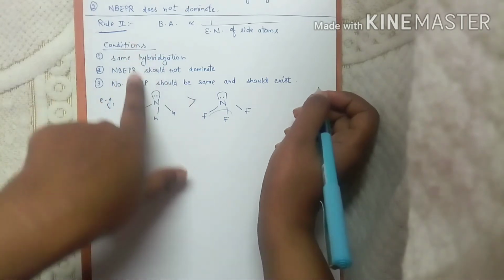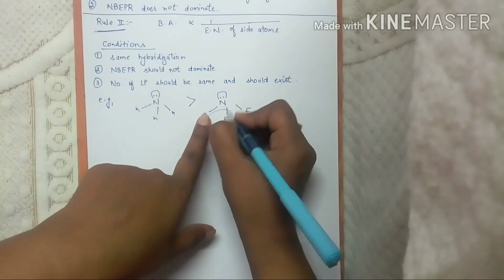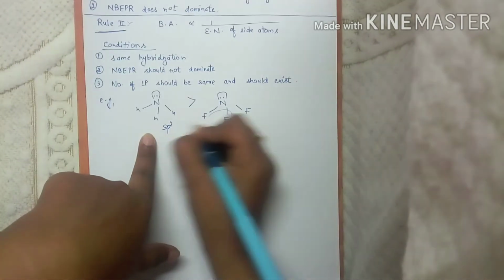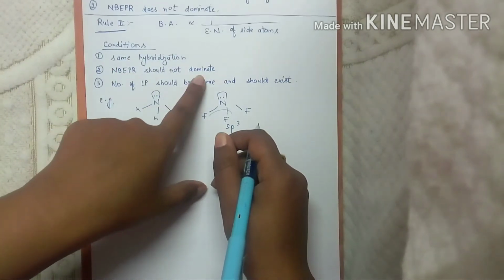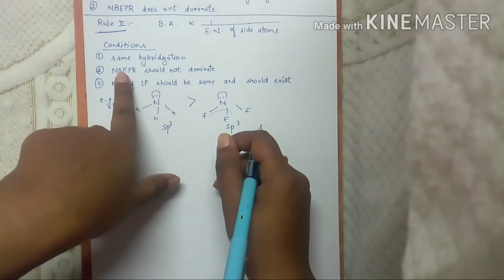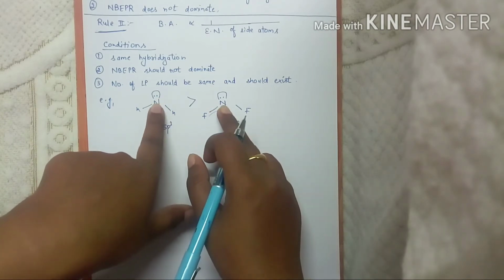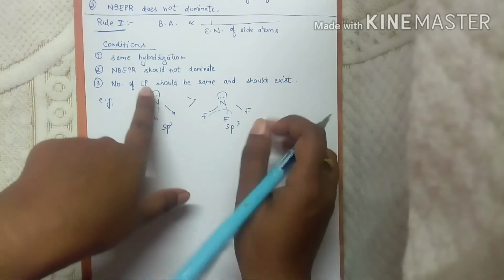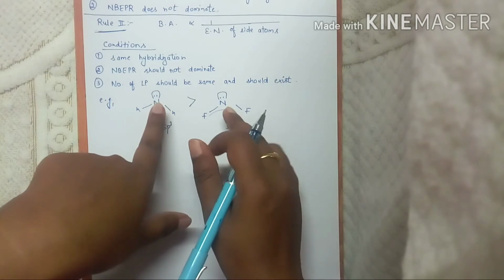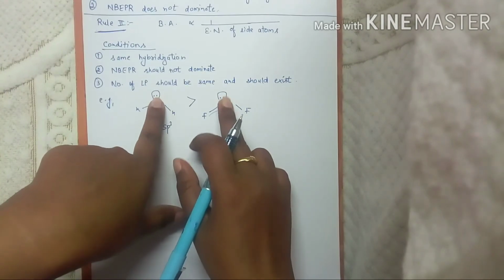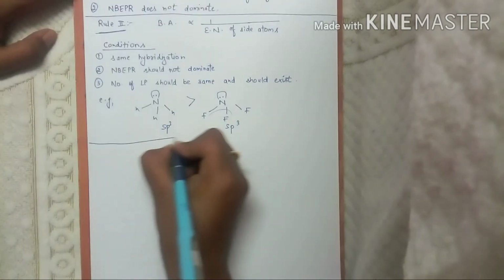We can find out whether the conditions are satisfied or not. This is having steric number 4, this is also having steric number 4, this is sp3 hybridized, this is also sp3 hybridized, so they have the same hybridization. NBEPR is not dominating here, because the first condition for NBEPR was that the central atom should be big, but the central atom is small. So the first condition is not satisfied for NBEPR to dominate. The third condition was that the number of lone pairs should be the same and should exist. Lone pairs are existing and they are 1 in number, so rule number 2 is applied here. That's it for rule number 2.